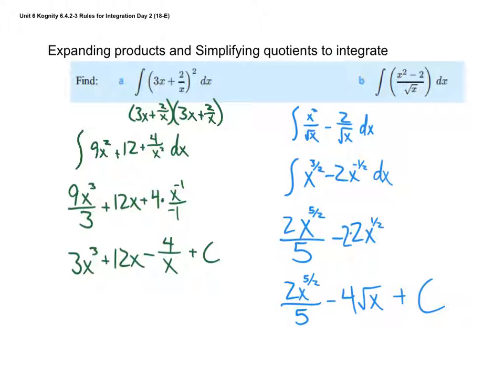I don't care if you leave fractional exponents, but don't leave negative exponents, just like when we did derivatives.